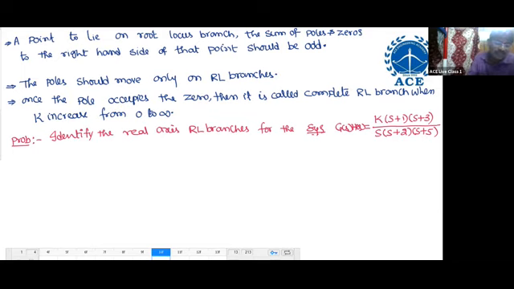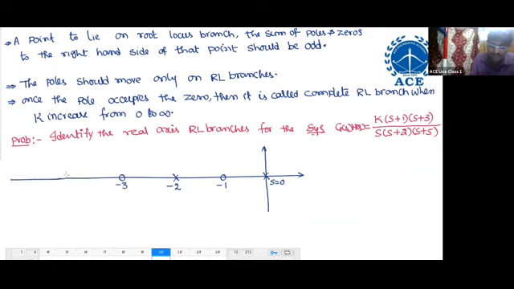Represent the poles and zeros in the S-plane, all of you. One pole at origin, one zero at -1, one pole at -2, one zero at -3, one pole at -5.